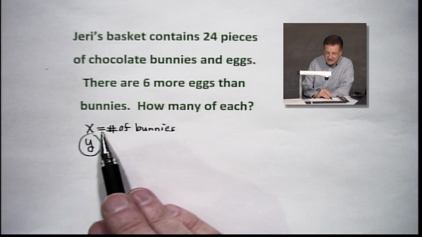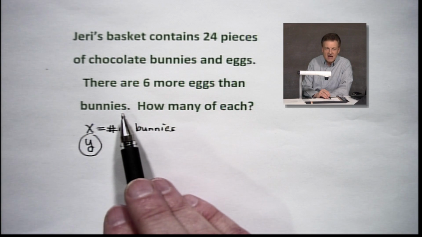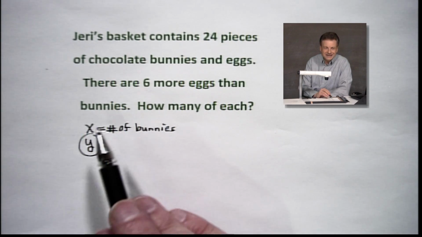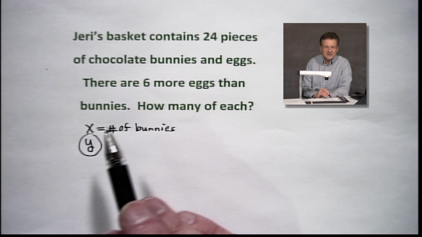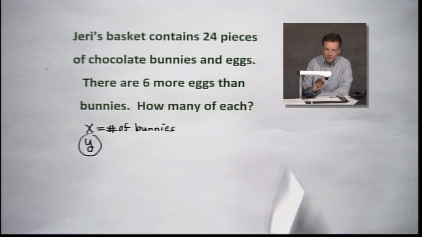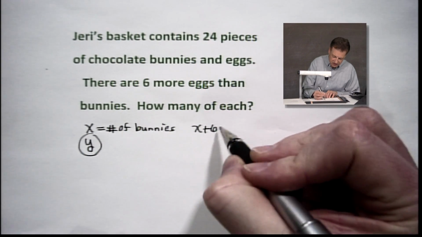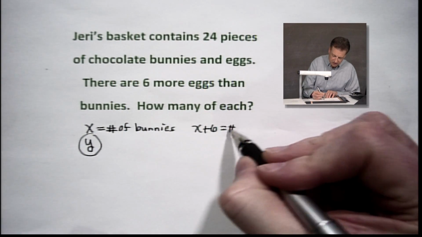But could we maybe say the number of eggs in terms of the bunnies? Bunnies are x. We have what? 6 more eggs than bunnies. That's important. That's an important moment right there. So let's say x plus 6 equals number of eggs.